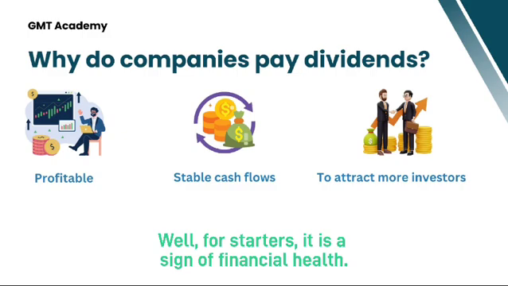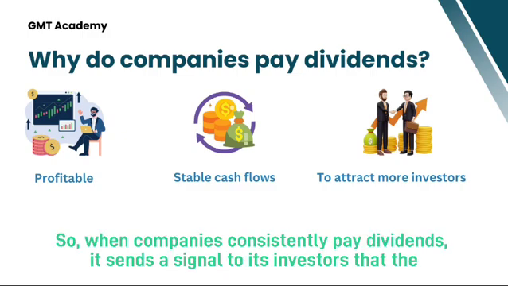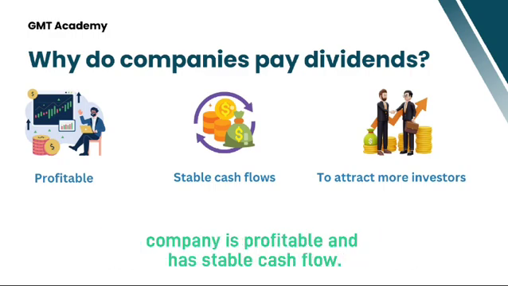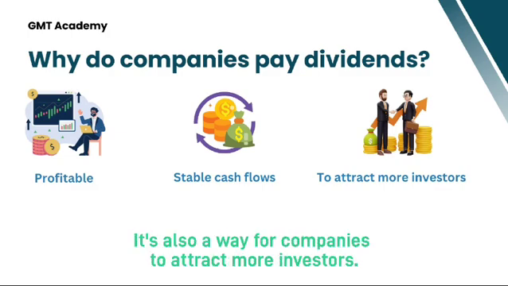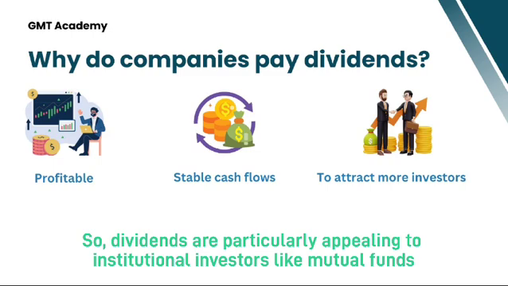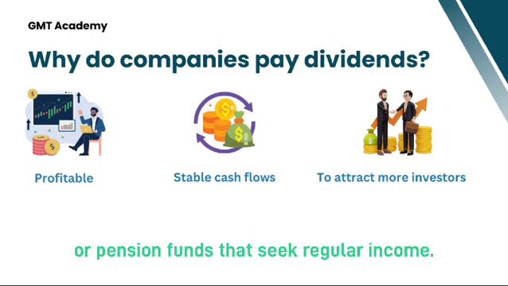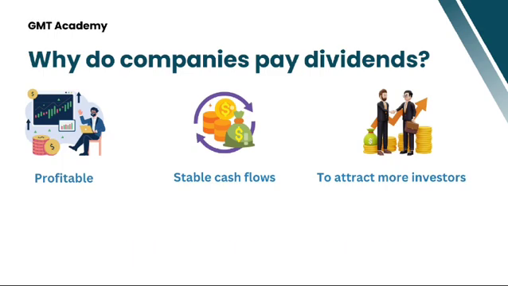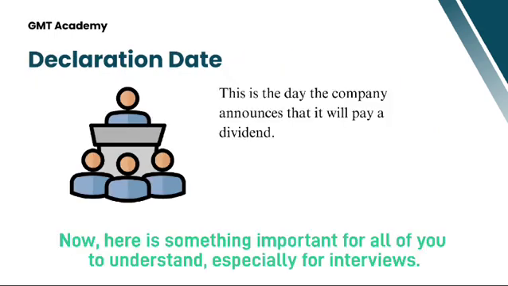So why do companies pay dividends? Well, for starters, it is a sign of financial health. When a company consistently pays dividends, it sends a signal to its investors that the company is profitable and has stable cash flow. It's also a way for companies to attract more investors. Dividends are particularly appealing to institutional investors like mutual funds or pension funds that seek regular income.